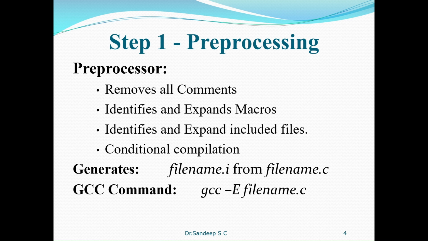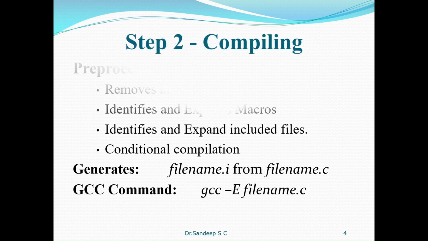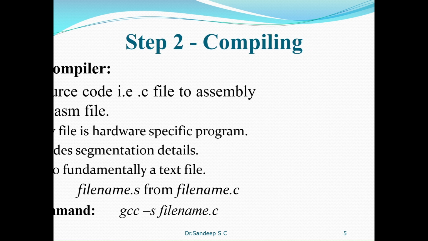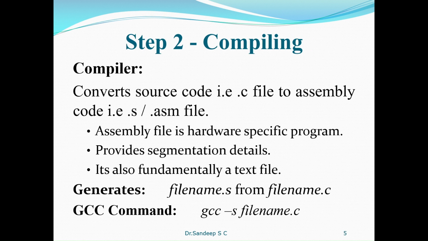So this preprocessor generates a file with the extension .i from the .c file. The command to generate a preprocessor file is gcc -E filename.c, where E is a switch which is a capital E. The second step is compiling. This is a tool which converts our .c program to .asm or assembly language code.